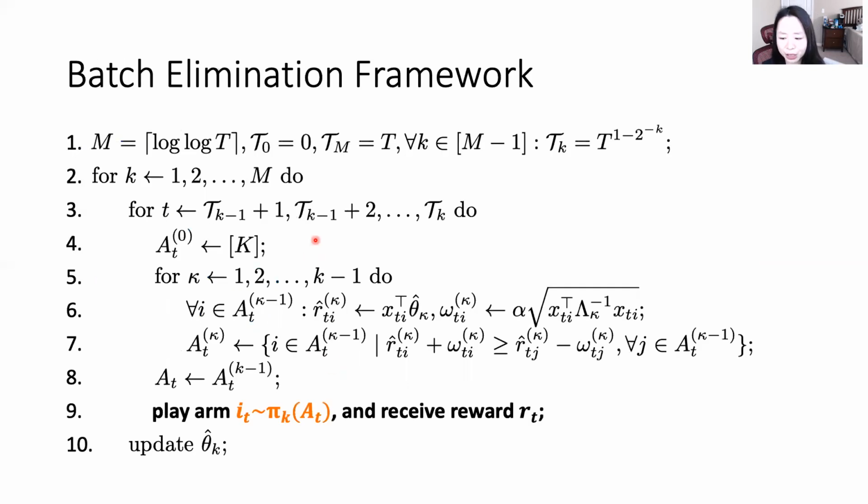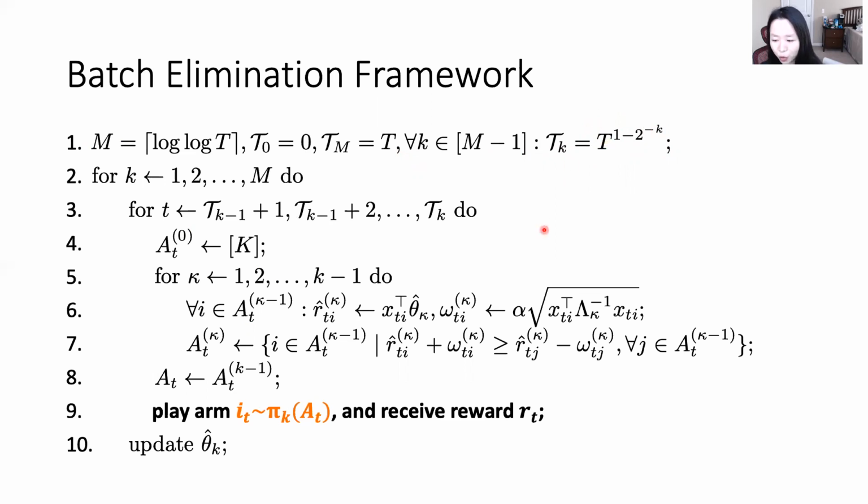For our batch elimination framework, first, we set the grids of batches in this manner, sort of like in a double exponential way. Here, batch k is from t_{k-1} to t_k, and we design it this way so that when k is log T, this term is almost capital T.